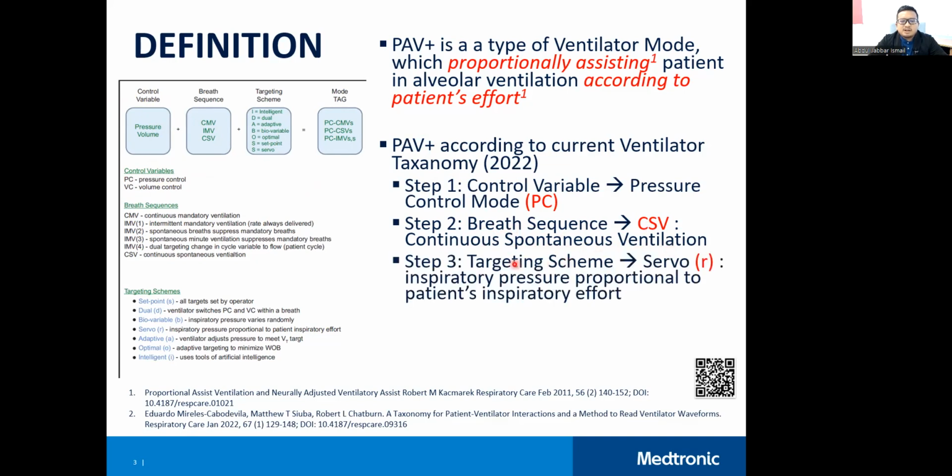The third one is the targeting scheme. The targeting scheme is called servo. Servo means it is serving the patient, not the Servo ventilator. It means that the inspiratory pressure given by the machine is proportional to the patient's inspiratory effort. So the ventilator taxonomy attribute group is PC CSV with a small r. If you would like to know more about classifying and standardizing ventilator modes, you can scan the QR code here and read more about it.